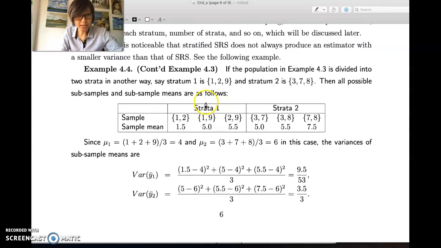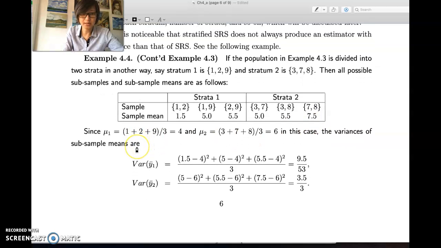On the contrary, I'd like to look at example 4.4. If the population is divided into two strata, which is not carefully implemented. So let's say stratum 1 we have 1 to 9, and stratum 2 we have 3, 7, 8 from the same population. Then we perform the same within the strata: in stratum 1 we have the sample mean, and in stratum 2 we have the sample mean.